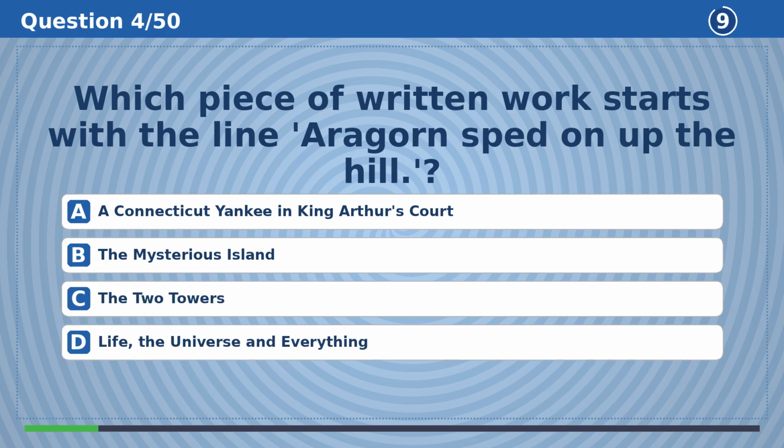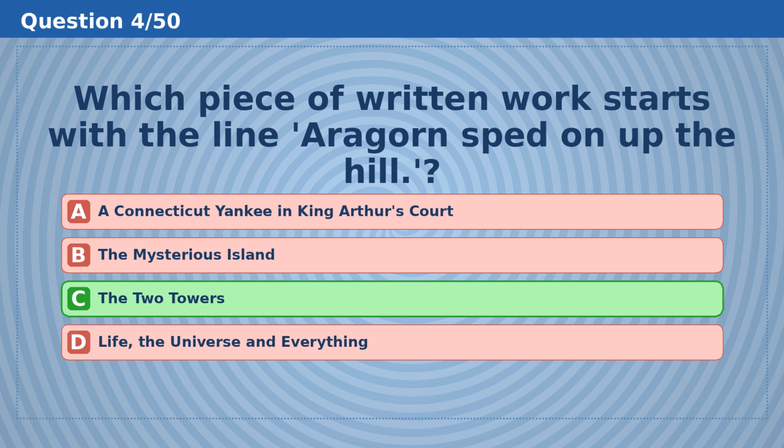Which piece of written work starts with the line Aragorn sped on up the hill? The answer is C, The Two Towers.